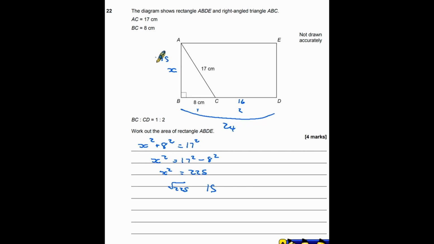We therefore have two sides of the rectangle. We have 15 and we have 24. So to find out its area, it is simply 24 times 15, and that gives us 360 centimetres squared.